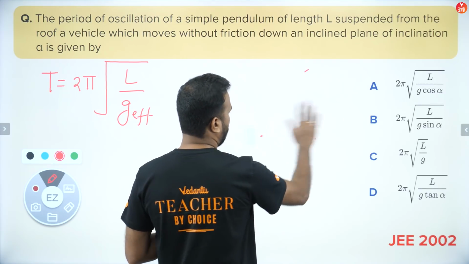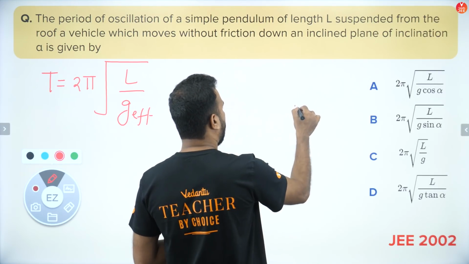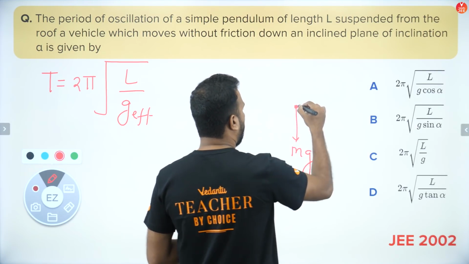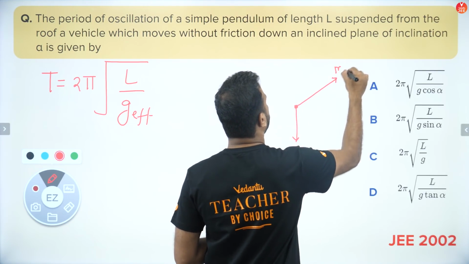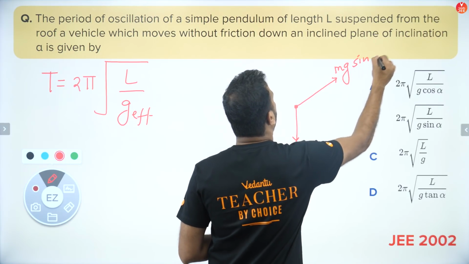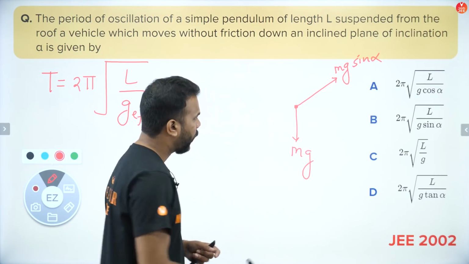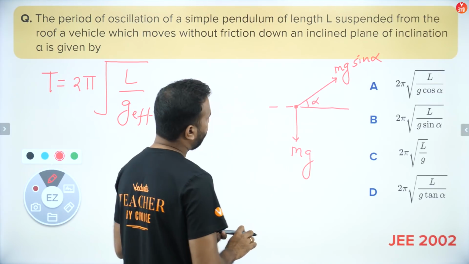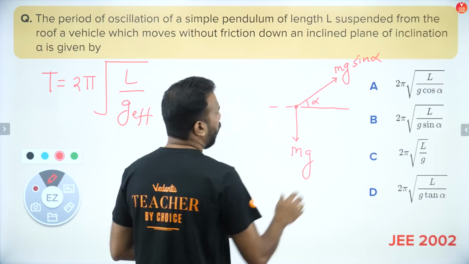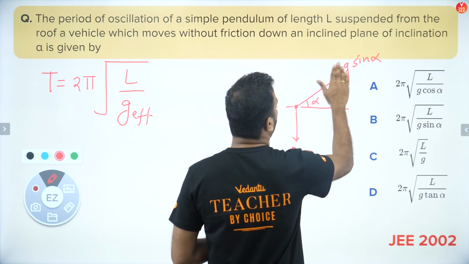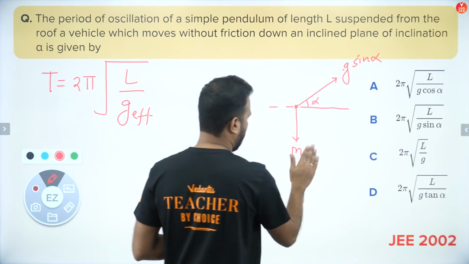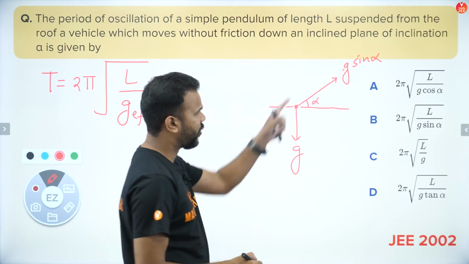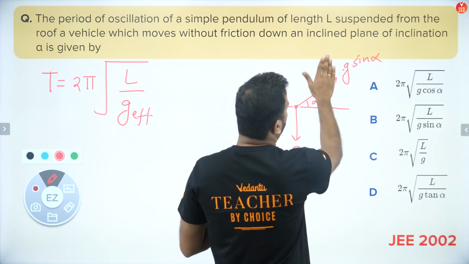So in this situation, what will happen, that your pendulum bob will be experiencing a mg downward and will also be experiencing a mg sine alpha as the pseudo force, such that we know that this angle is going to be alpha here. Okay, so if we just look at the value of the accelerations here, because we have to find out the value of G effective, so we can say that this is G and that is G sine alpha.